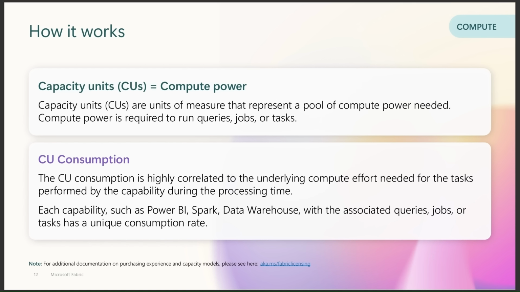So, how does compute actually work in Fabric? Everything runs on capacity units, or CUs. Think of these as the horsepower behind your analytics. The more complex your reports or data workloads, the more capacity you'll use. Each part of Fabric, like Power BI, Spark, or the data warehouse, consumes compute differently, so your overall cost reflects how much processing you're doing.